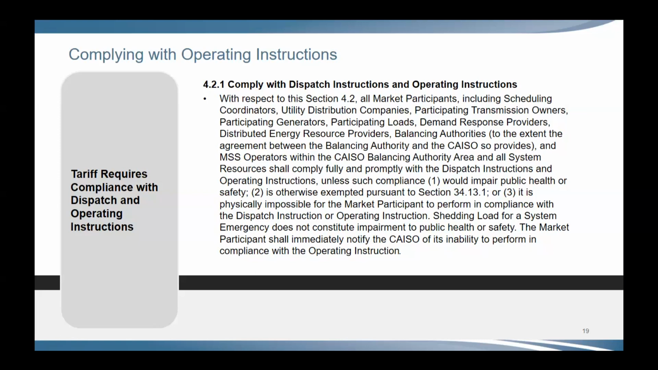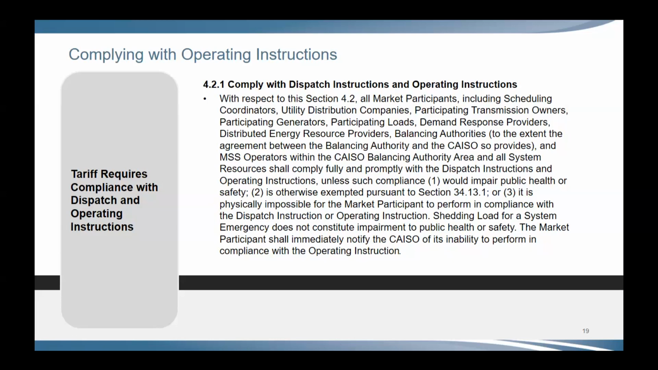So that's always the main concern. We want to be respectful of that. So that would be a reason to not be able to comply. Number two, if it's otherwise exempted pursuant to section 3413.1, or number three, it's physically impossible for the market participant to actually perform in compliance with the instructions that they receive, either the dispatch instruction or operating instruction.